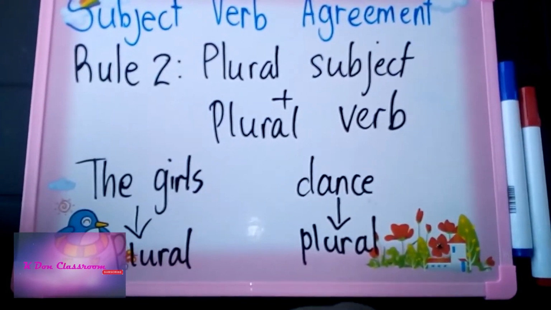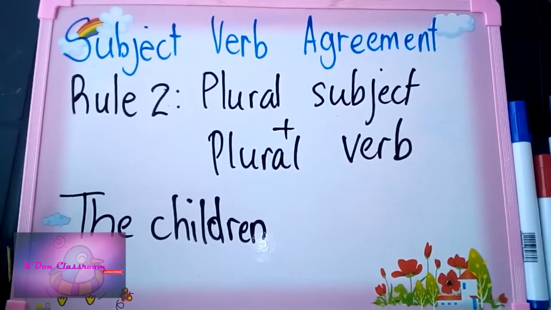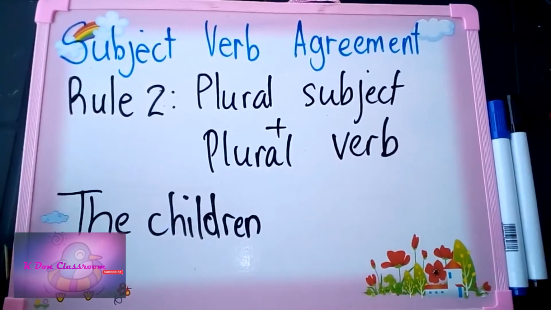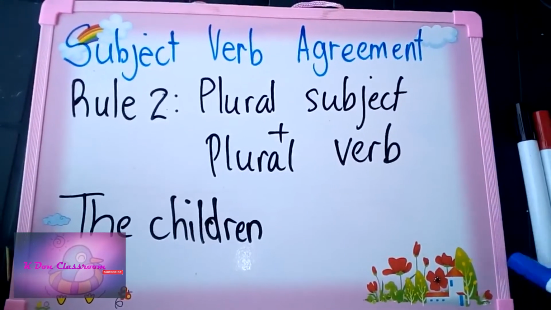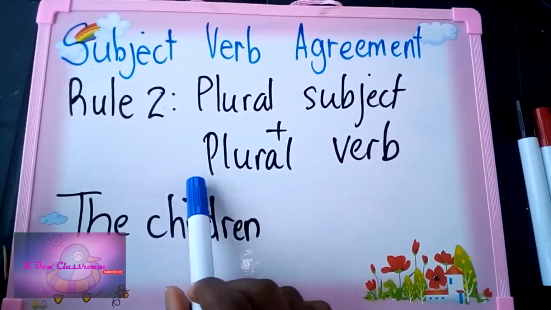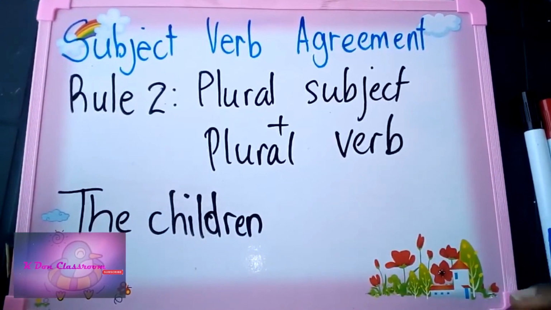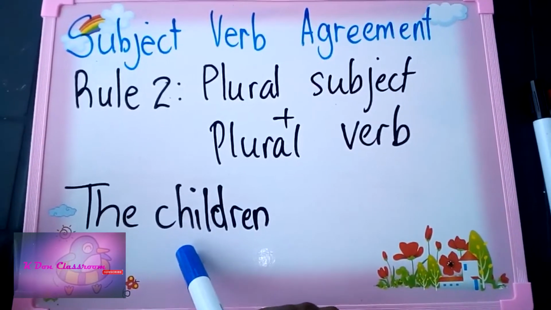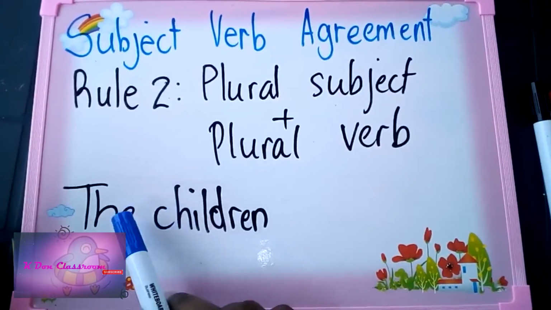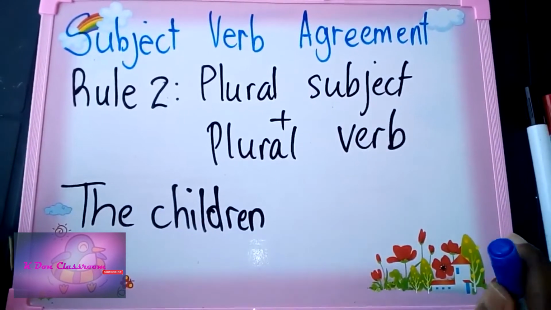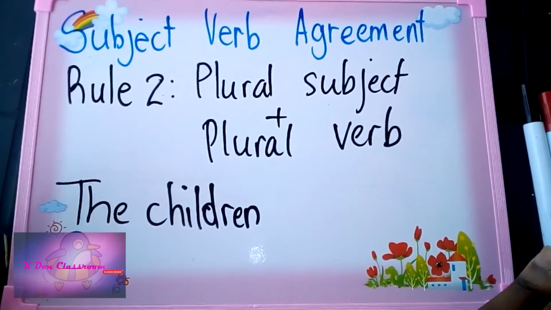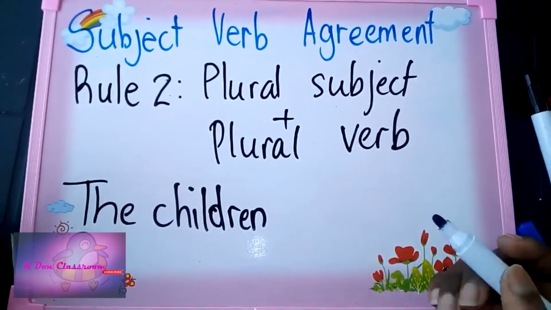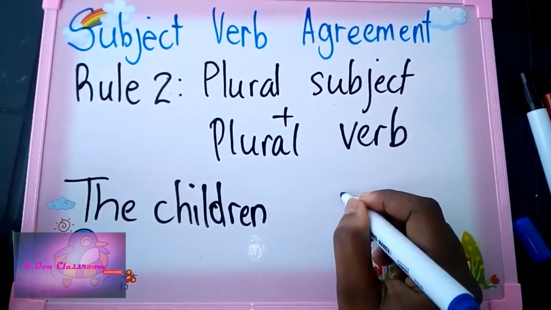One more example. Here we have the children, right? And we know that the word children tells us that it is more than one. So right away we know that this subject is plural. So it is more than one person. So our verb that we use with children should also be plural. Now I'm using the verb sing.